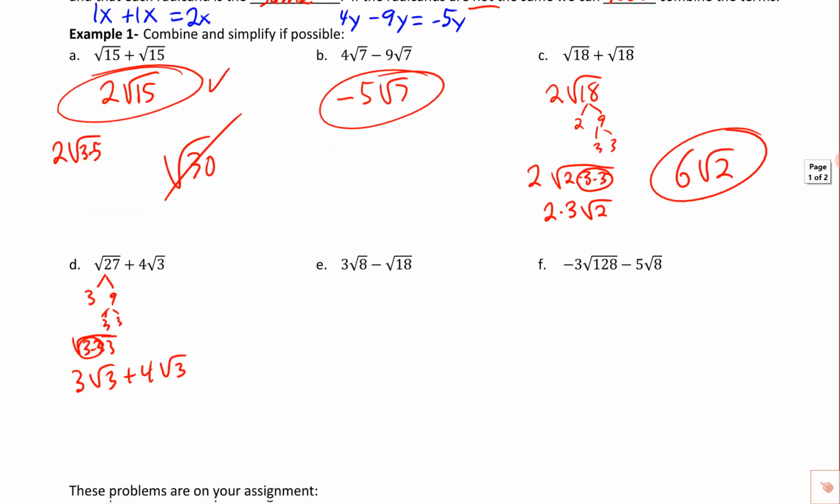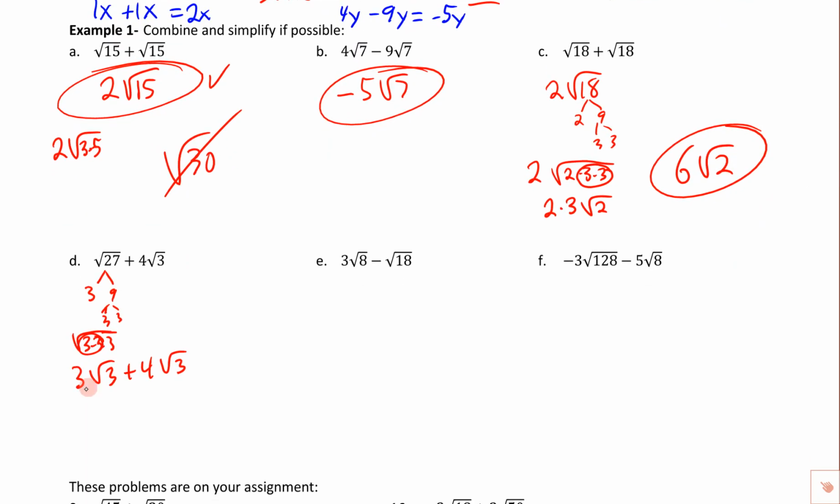Now once I've simplified, remember we mentioned we have to simplify these. Once I've simplified, I have 3 radical 3's plus 4 radical 3's. That's going to be 7 radical 3's altogether.